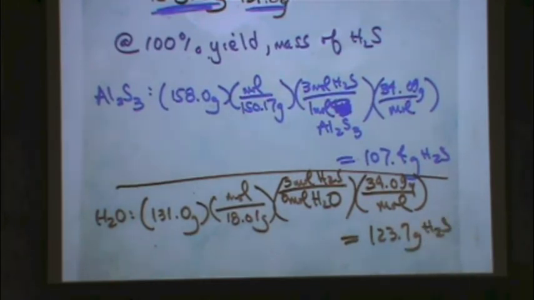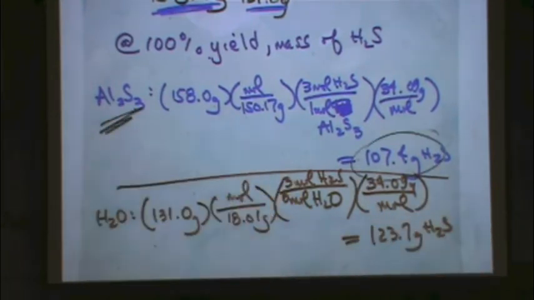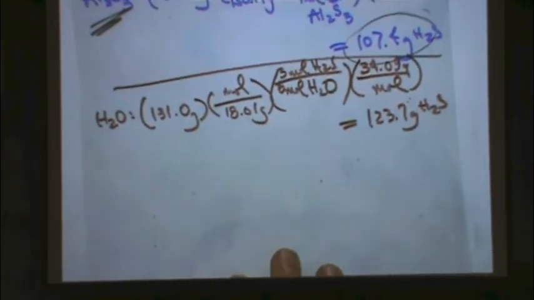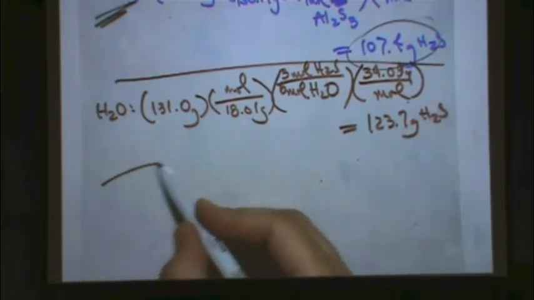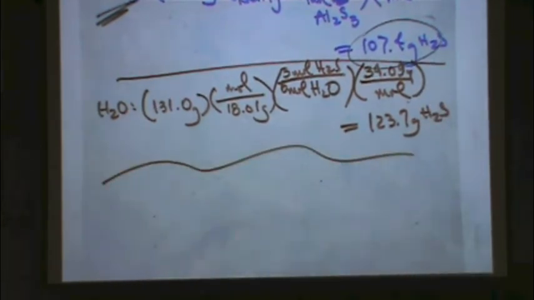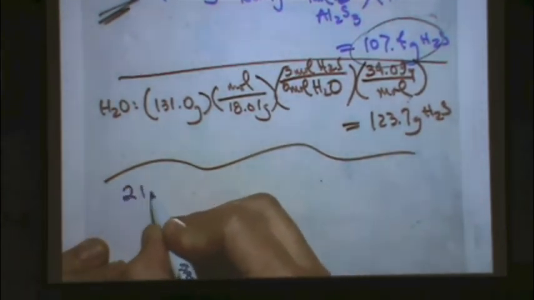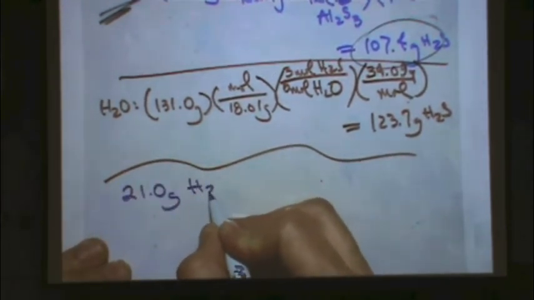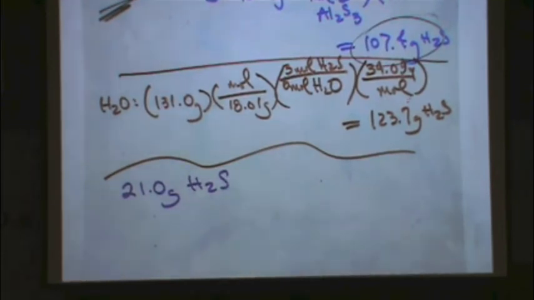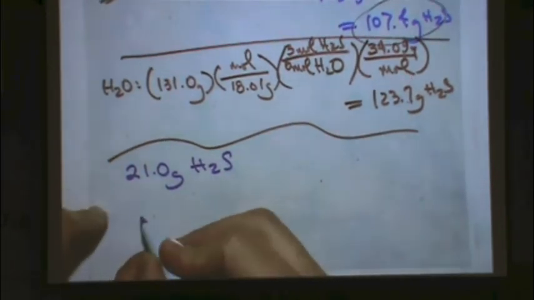Okay, so in this case, which one's the correct answer, top or bottom? Definitely the top, it's a smaller answer, so aluminum sulfide is the limiting reactant. The last part of the question is as follows. 107.4 is the correct answer because it's a smaller number. Final part, calculate the percent yield.